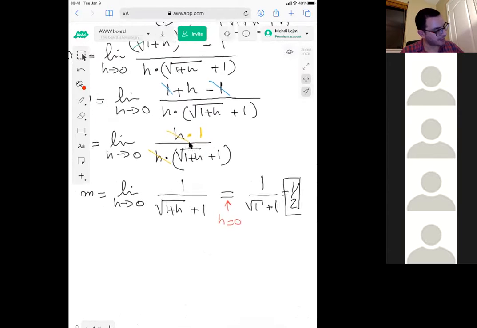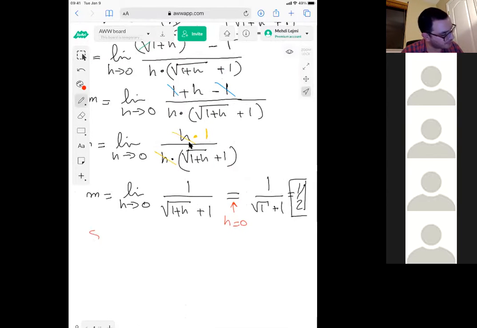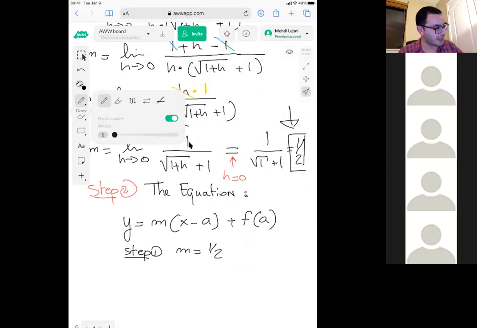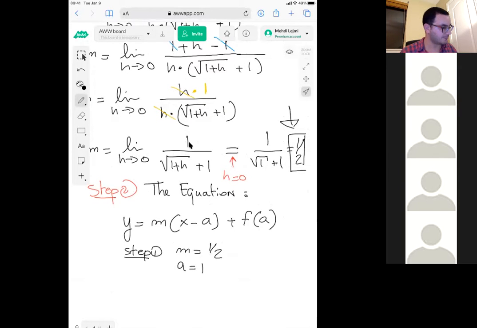So now we can move to the next step. Step 2, and now I can compute my equation. Let me write the formula. The equation is supposed to be y equals m times x minus a plus f of a. We know from step 1 that m is half. And a, we know what a is. a is 1.